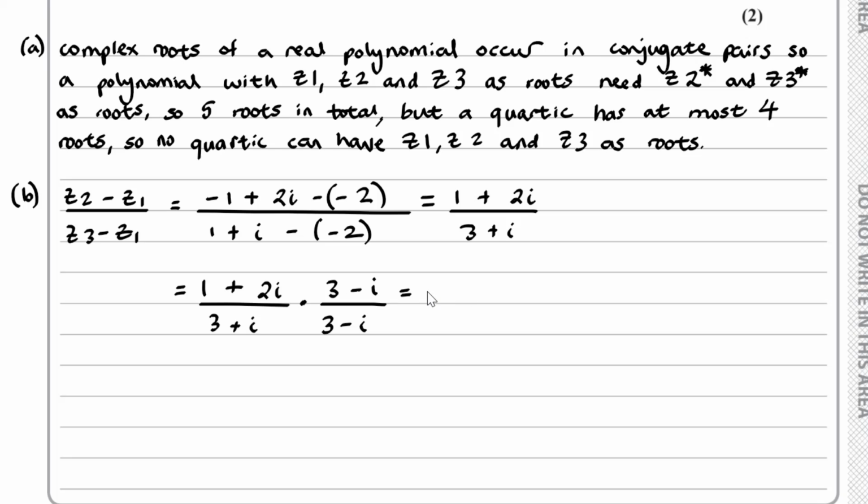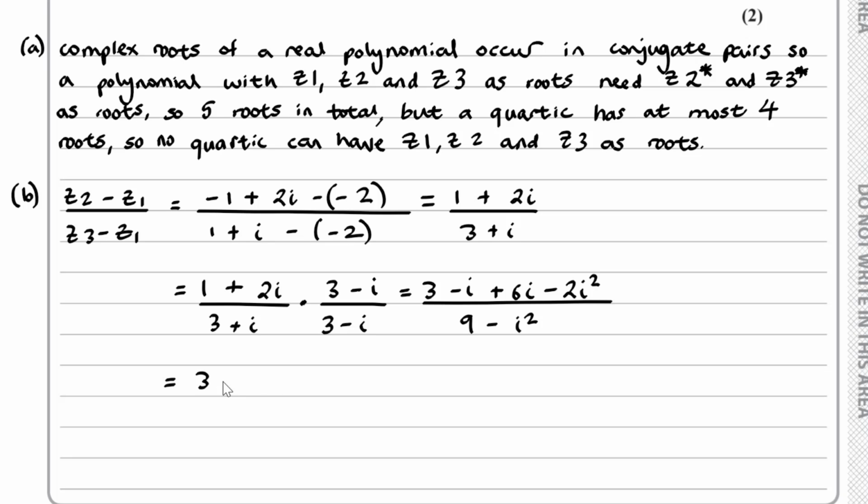And if we work all this out, 1 times 3, that's 3. 1 times minus i, that's minus i. 2i times 3, that's 6i. And then 2i times minus i, that's minus 2i squared. On the bottom we have a difference of 2 squares. We have 9 minus i squared, and i squared is equal to minus 1.